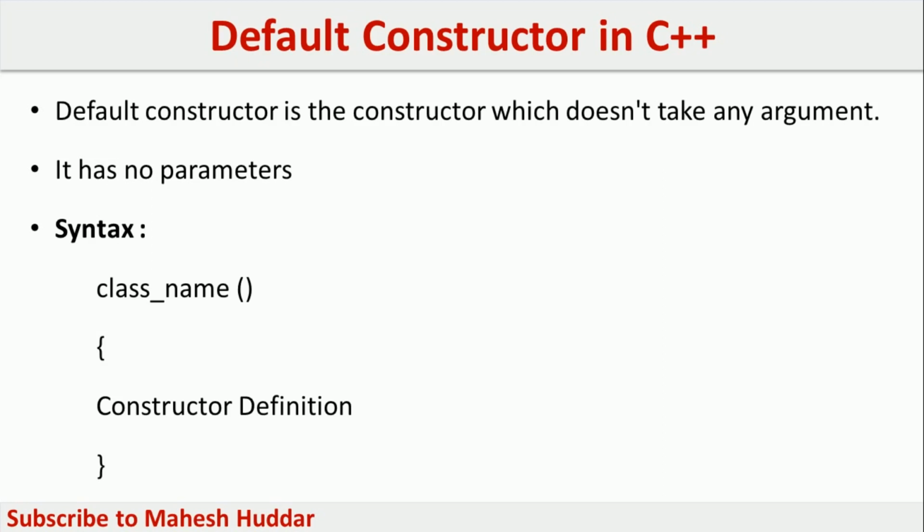A default constructor is a constructor which does not take any argument. That is, whenever you create a constructor and you don't pass any parameters, that is the default constructor. The syntax looks something like this. The class name will be the name of the constructor. It doesn't accept any parameter here, and this is the constructor definition. Here you can initialize all the data members.